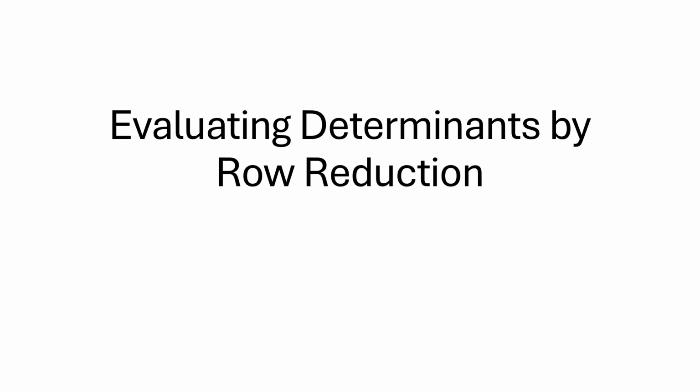Today we're going to discuss evaluating determinants by row reduction. In this discussion, we will show how to evaluate a determinant by reducing the associated matrix to row echelon form. In general, this method requires less computation than cofactor expansion and hence is the method of choice for large matrices.